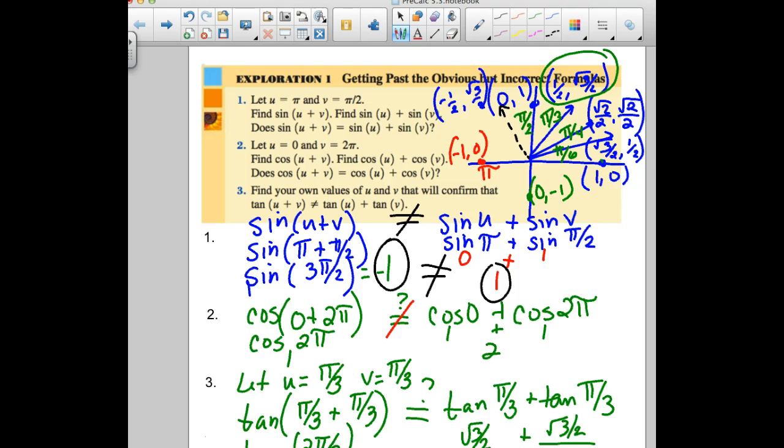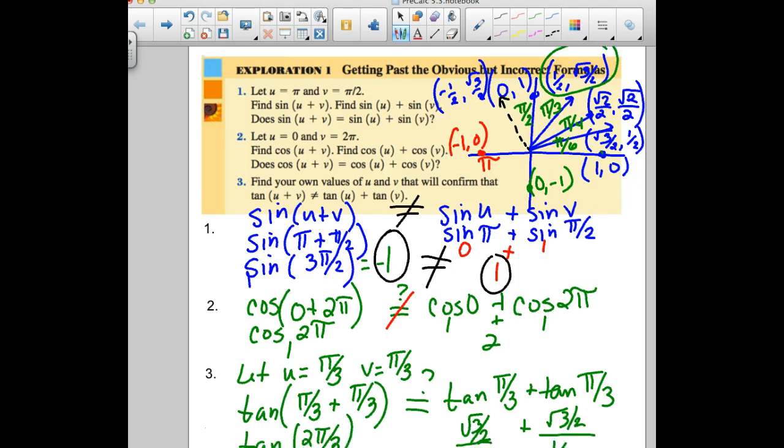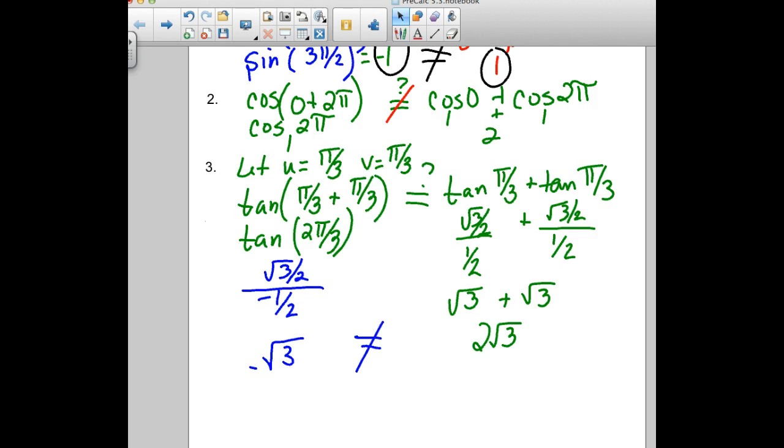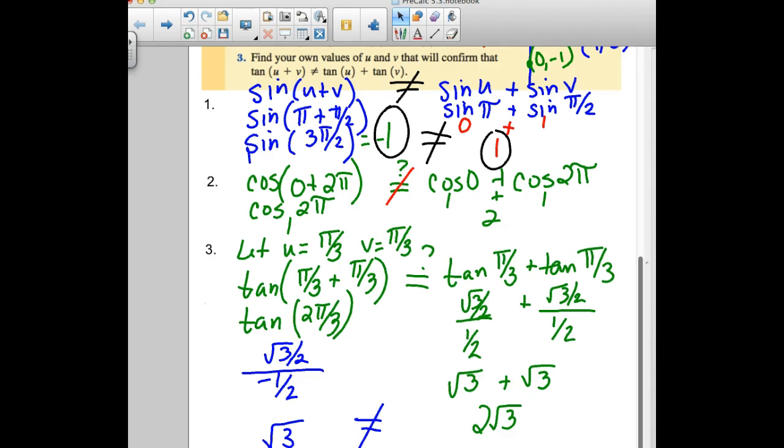And so the tangent is going to be root 3 over 2 divided by negative 1 over 2. All right, the 2's drop out again, and we end up with a negative root 3. And those are not equivalent. So once again, the tangent of the sum of two angles is not the same as the sum of the tangent of each angle separately. All right, so what can we do instead?